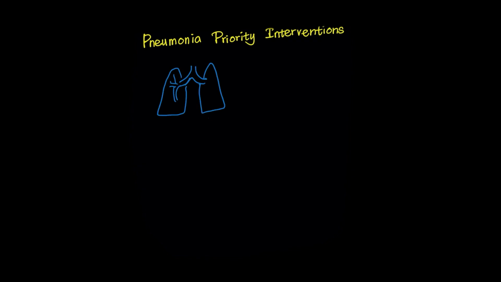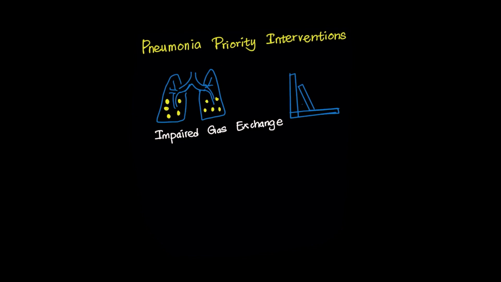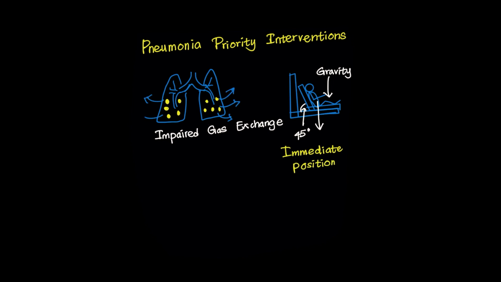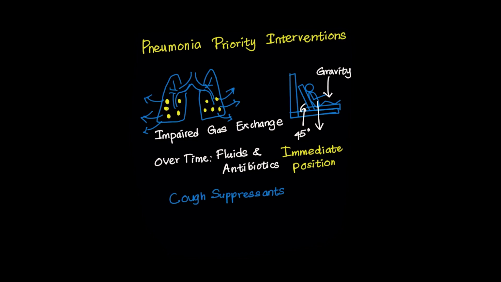Alright, let's break down the core concept behind this question about pneumonia care priorities. When a patient has pneumonia with yellow sputum, fever, and mental status changes like restlessness, they're experiencing impaired gas exchange. The semi-Fowler's position, which means sitting up at a 30 to 45 degree angle, immediately improves lung expansion by allowing gravity to pull the diaphragm down. This creates more space for the lungs to expand, improving oxygenation right away. While fluids help thin secretions and antibiotics treat the infection over time, positioning is the fastest intervention to improve breathing. Remember, cough suppressants are never given in pneumonia because we need the patient to cough up those infected secretions.